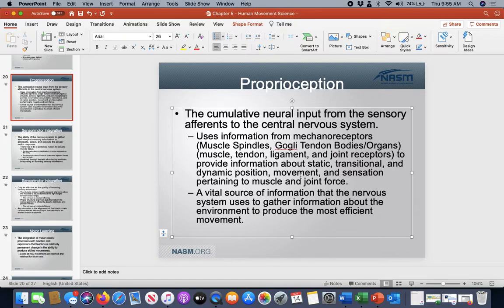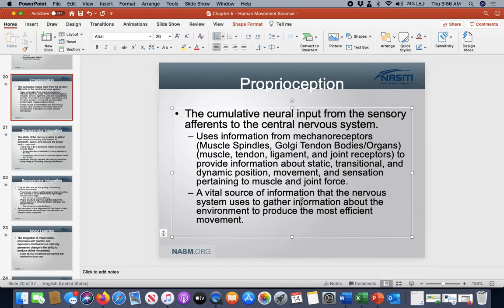Whereas the Golgi tendon organs, or Golgi tendon bodies, those are found, like it says there, usually in the tendon or tendinous region of the junction between the muscle and the tendon, and they detect changes in tension. Okay, so those are two very key mechanoreceptors that are also important for us, so that they detect different changes within those soft tissues and within the joints themselves, that will be able to then provide, like it says, static, transitional, and dynamic positioning, movement, and sensations that need to occur around the joint or the muscle.